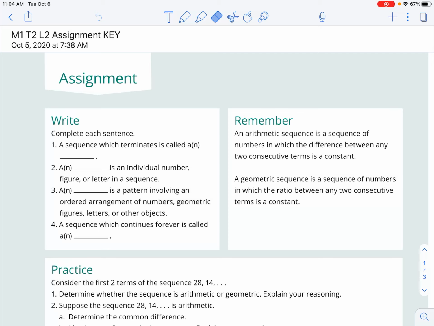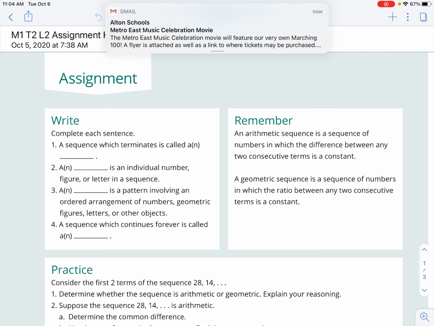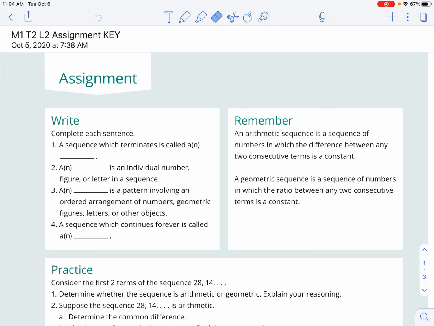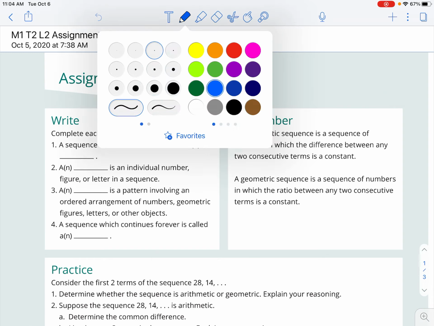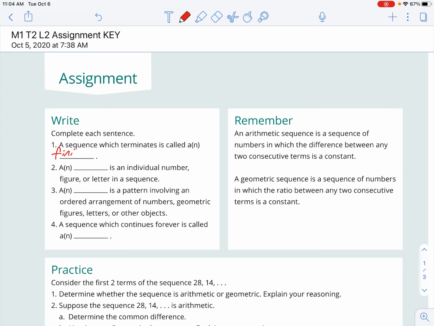Okay, for today's assignment, let's do the right portion of things. A sequence which terminates is called a finite sequence. Terminate means to stop. That's a finite sequence.